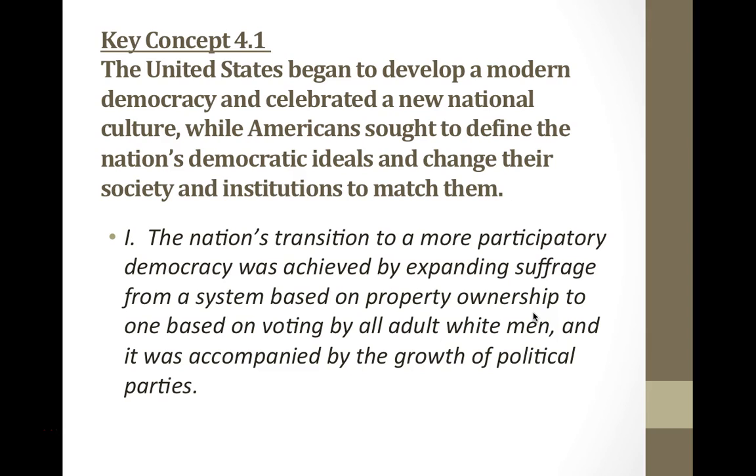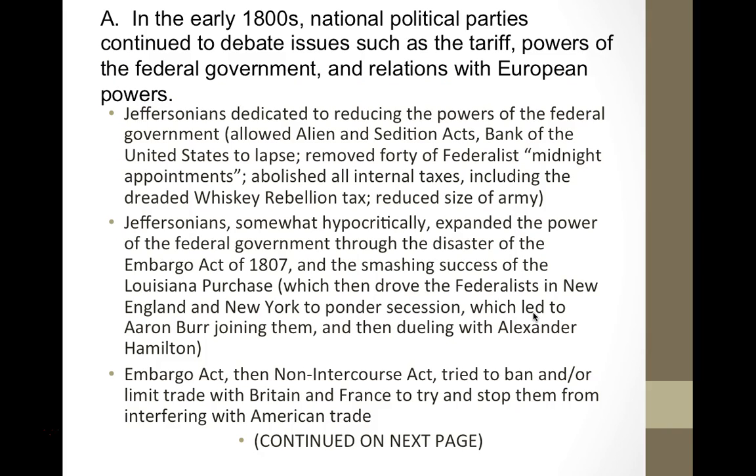All right, so first key concept is the United States begins to develop a modern democracy, new national culture, and try to define the nation's democratic ideals. It's going to become more participatory. We're going to extend suffrage, obviously not to women or African Americans yet, but closer and closer to, at the very least, all white men. Along with that's going to come political parties.